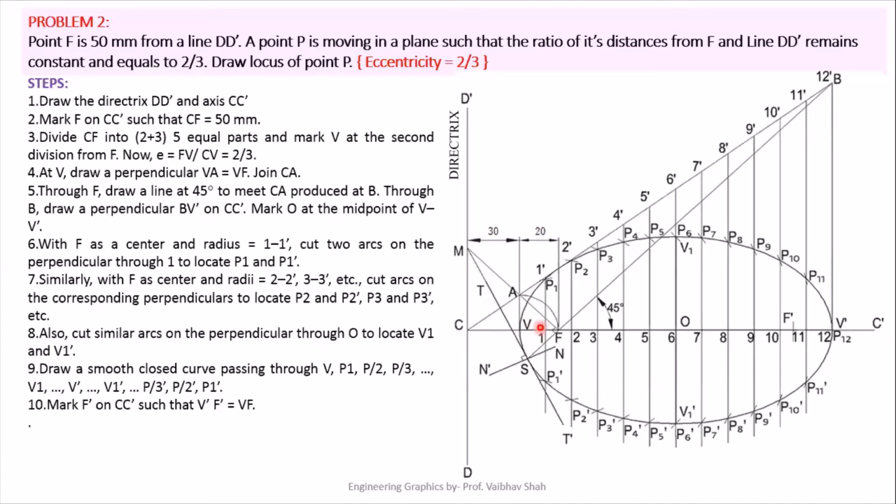Now after getting your V point, you have to draw one arbitrary vertical random line. On this random line, you will take out your rounder. You will put your rounder at your vertex point V. Take the distance of VF on your rounder.